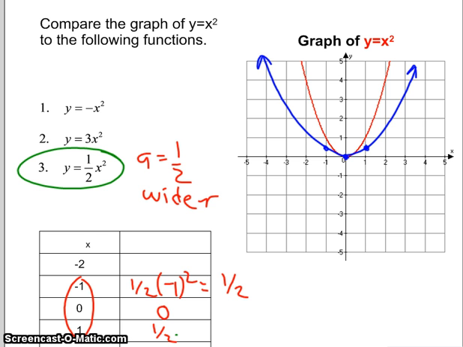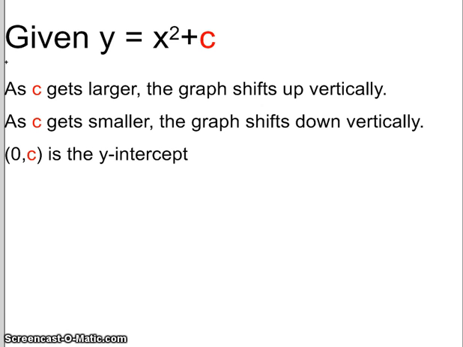All right, another parameter change that we have to look at is this c value. As c gets larger, the graph shifts up vertically. As c gets smaller, the graph shifts down vertically. Another point of emphasis here is that this value of c is the y-intercept.